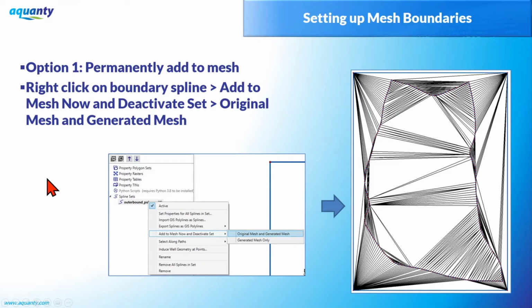In the case where we're permanently adding it to the mesh, we would just right click on the boundary spline after we've imported it and choose to add to mesh now, and that deactivates set and original mesh and generated mesh, which will then create something that looks like this. You can see the boundary has been connected through each of its resampled points to the actual bounding box.